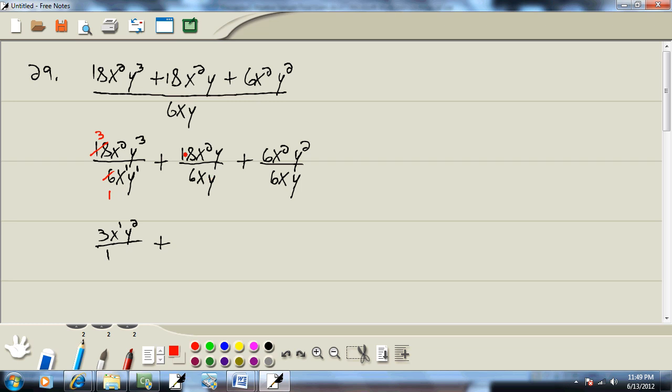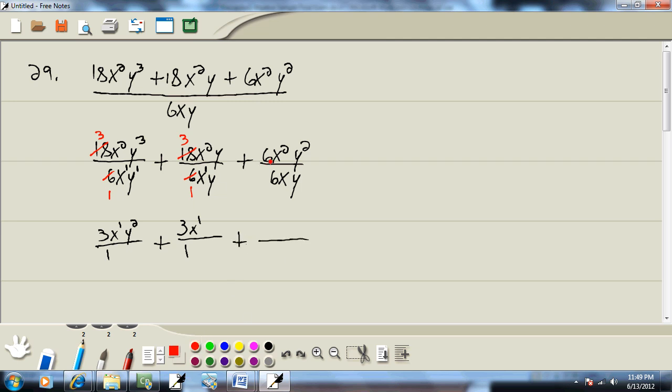Now our second fraction. 6 and 18 are both divisible by 6. 6 divided by 6 is 1. 18 divided by 6 is 3. Now here I have x squared over x. Again, that's like first power. 2 minus 1 is 1. We got x to the first where the larger exponent was, which is up here. This is y and this is y, so they just cancel.